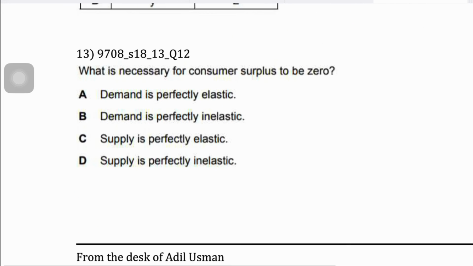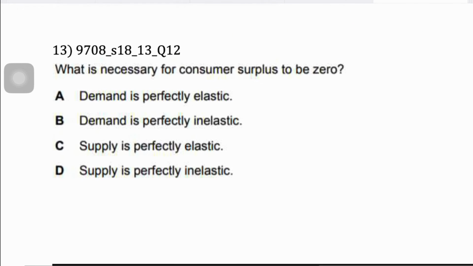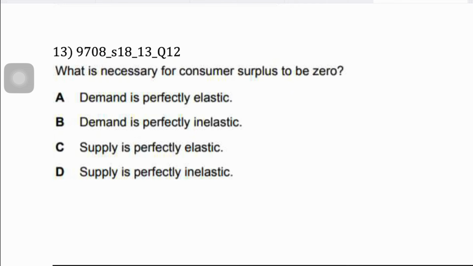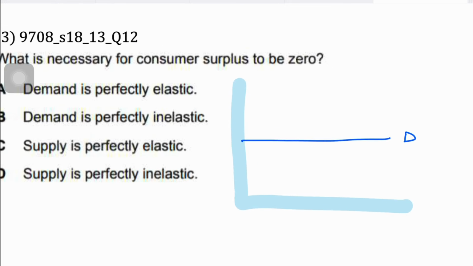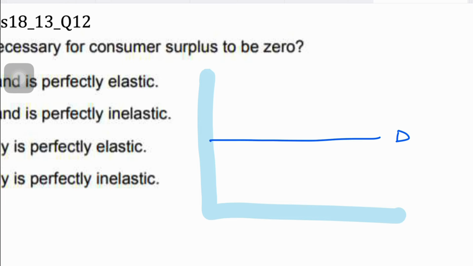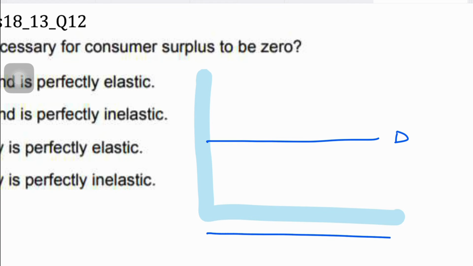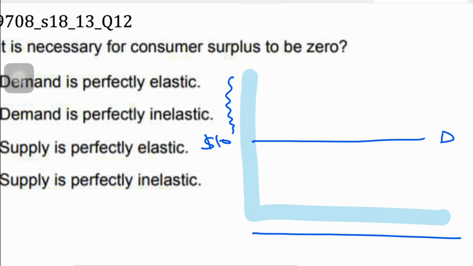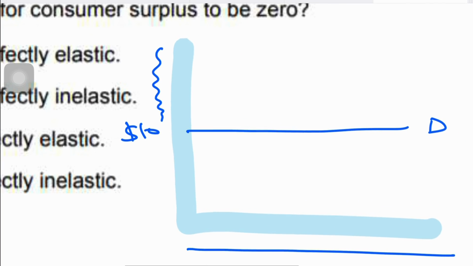Now, moving on, the next question says, what is necessary for consumer surplus to be zero? And consumer surplus is zero when your demand curve is perfectly elastic. If you have a perfectly elastic demand curve, that is a horizontal demand curve like this. A horizontal demand curve indicates that consumers will only buy at one specific price. So whatever quantity they end up buying, they will buy it at $10, right? Each additional unit would be bought at $10. So at higher prices, more than $10, the quantity demanded would be zero.